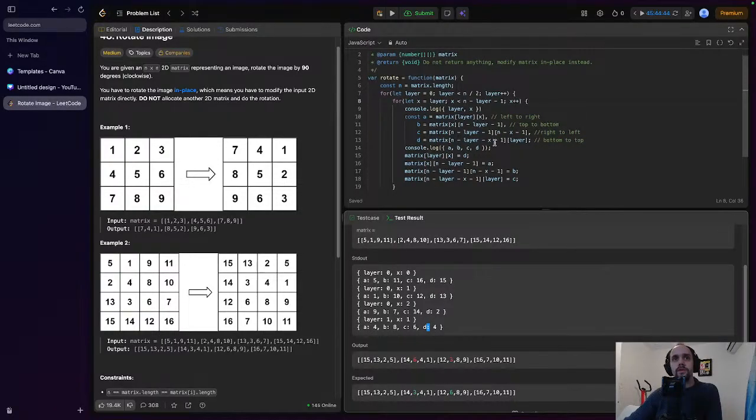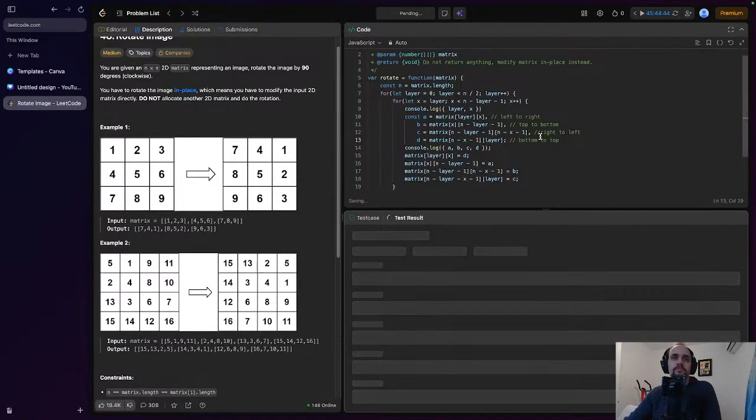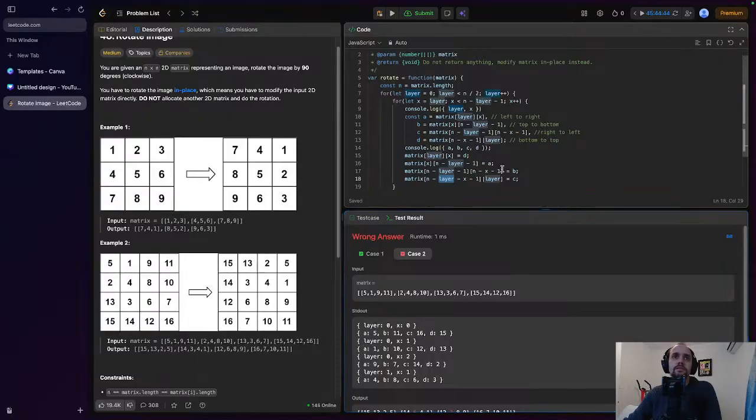So our selection for D is incorrect. So I guess the question is, does layer not matter for one of these? Probably the one with X in it doesn't matter, which means this one also doesn't matter.